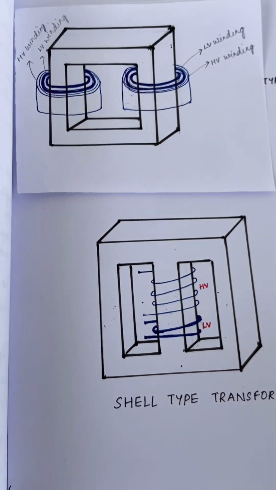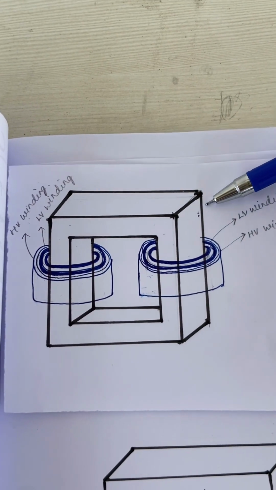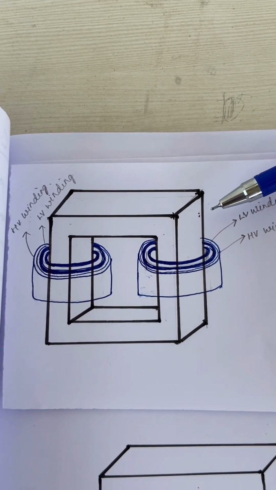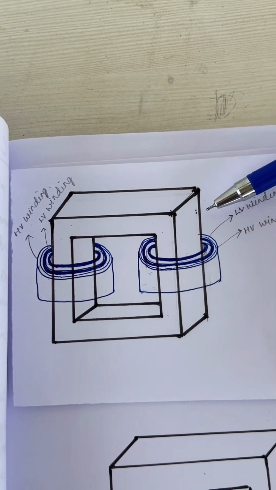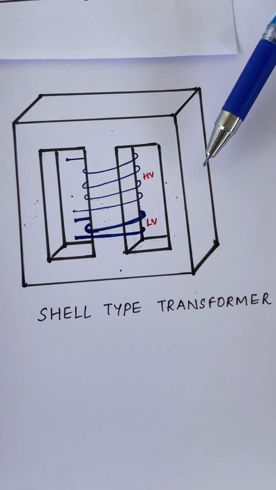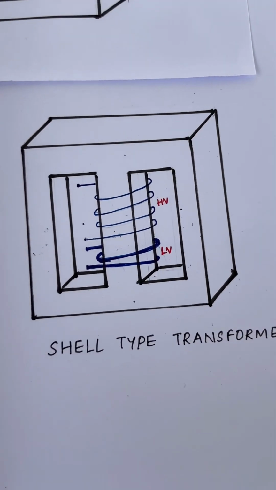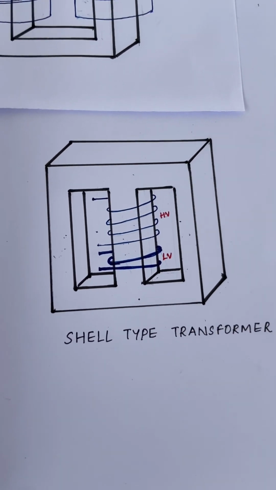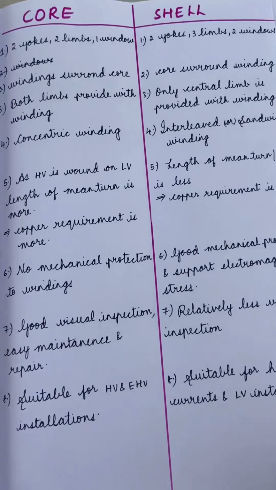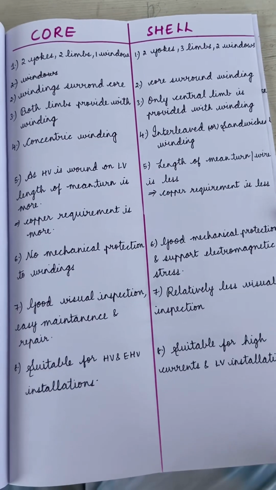Okay, and next, this core type transformer is suitable for high voltage and extra high voltage installations, and this shell type transformer is more suitable for low voltage installations or very high required current installations. So these are the basic differences between the core type and shell type transformers.